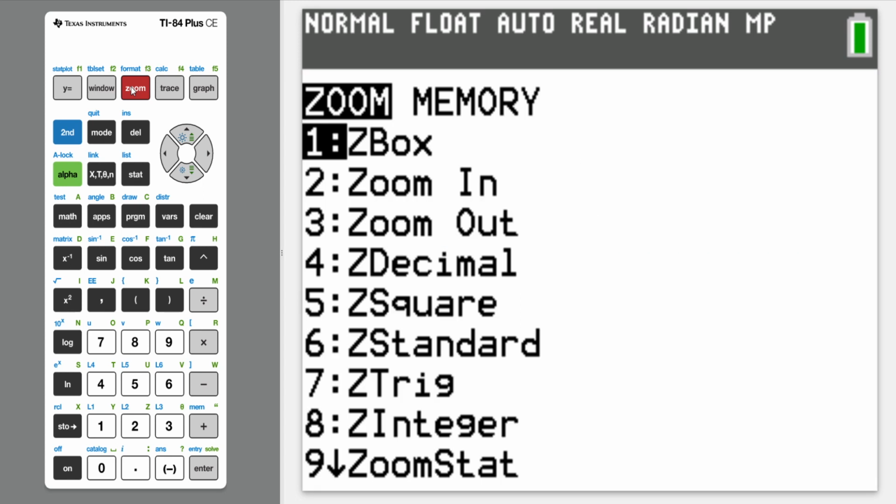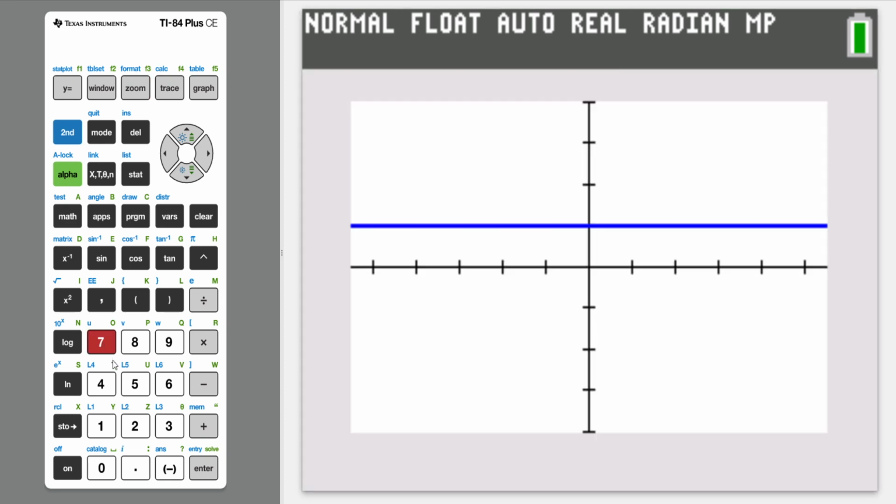Because this has trigonometry, you'll notice that there is choice number 7, ZTrig. If I hit the number 7, it's going to change the window. But I'm still getting the same thing. I'm getting this line that goes across 1, okay?